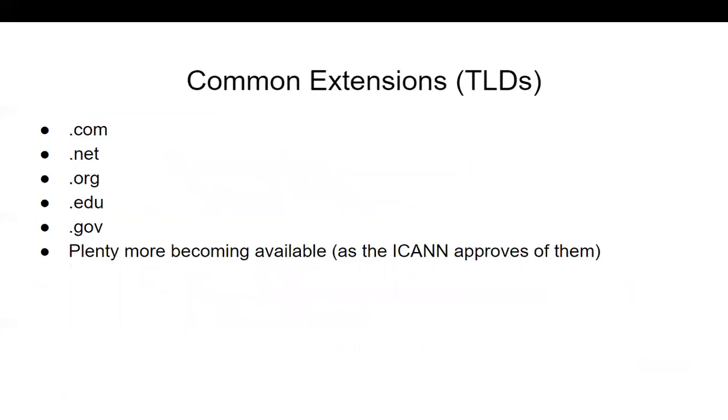And these are the most common extensions, or TLDs, you'll come across. There's the .com and .net, which are the top two most common TLDs. If you're starting up a new nonprofit organization, you might use .org, or if you're starting up a new school, you might use .edu. And of course, the government is going to use .gov, and there are plenty more becoming available as ICANN approves them.